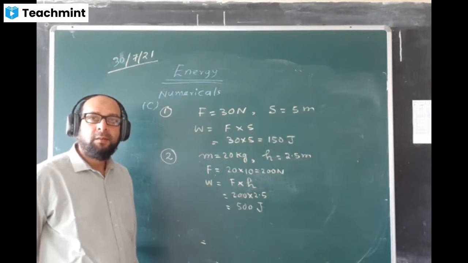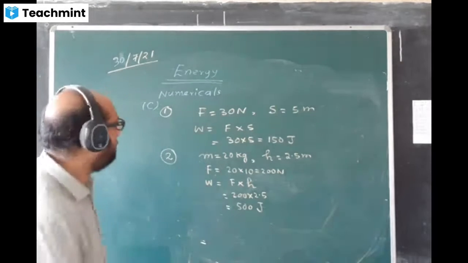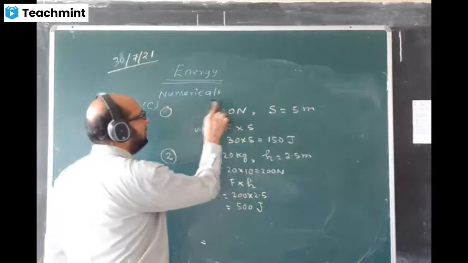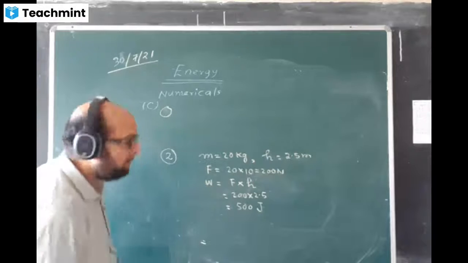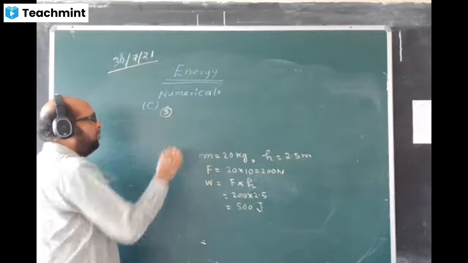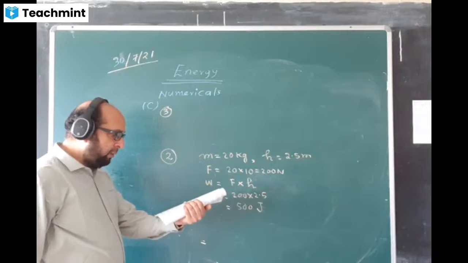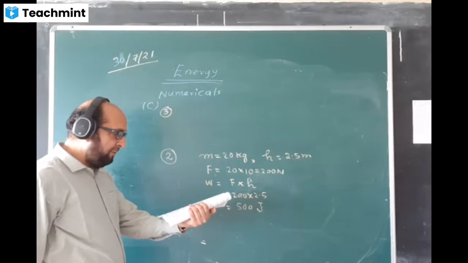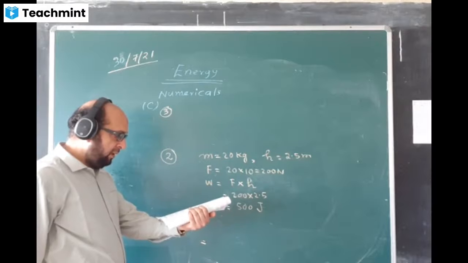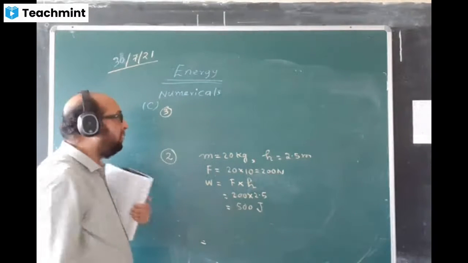Yes, sir. Okay. Now we are doing question number 3. A body, when acted upon by a force of 10 kgf, moves a distance of 0.5 meter in the direction of force. Find the work done by the force. Take 1 kgf equal to 10 newton.